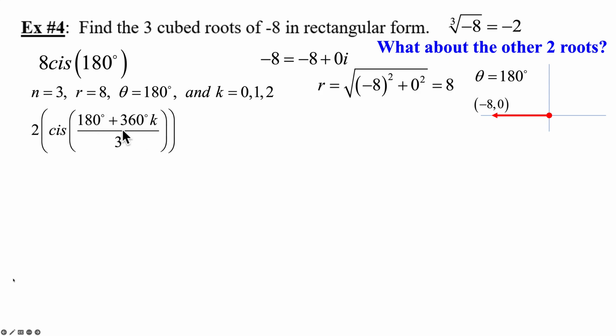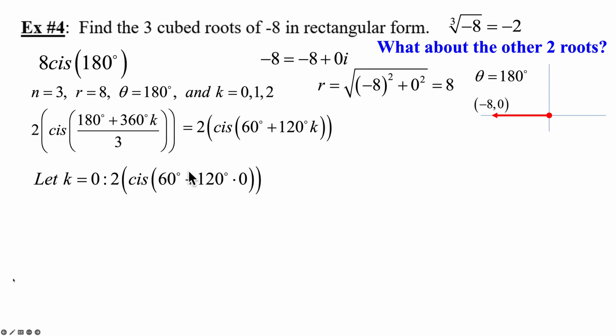Let's simplify this. 3 goes into 180 degrees 60 times. 3 goes into 360 120 times. Now, this is the important statement here. I'm going to do this all written out, and then we're going to look at a shortcut. So we're going to let k equal 0 first. We've got to do all 3 of these statements. That will get us our 3 cube roots. So 2 times cis of 60 degrees plus 120 degrees times 0. That cancels out. So here's my first answer in trig form.